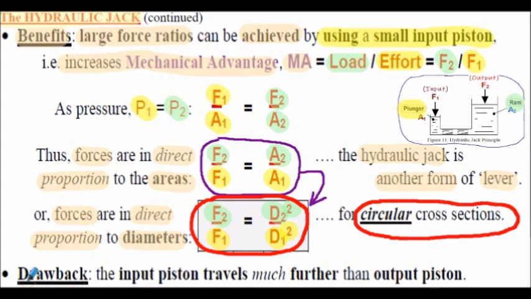The drawback with the hydraulic jack is that the input piston travels much further than the output piston. So in other words, force F1 moves over a longer distance than force F2. That's the work done principle we reviewed in a previous presentation. So these formulae derived here we will now use within our calculations. For non-circular areas we will use the formula in terms of forces to areas, and if we have circular sections, which in most cases we will, we'll use the formula that relates the forces to diameter squared.